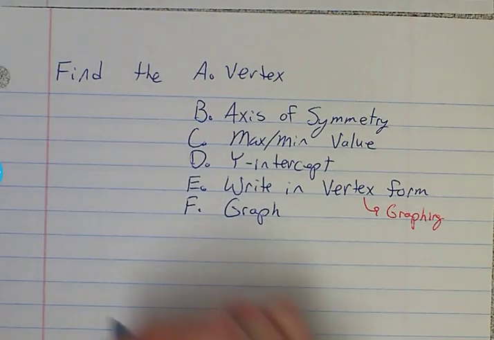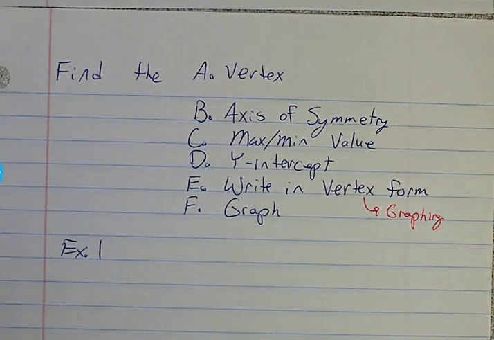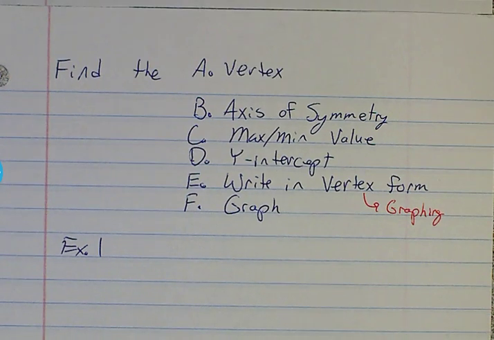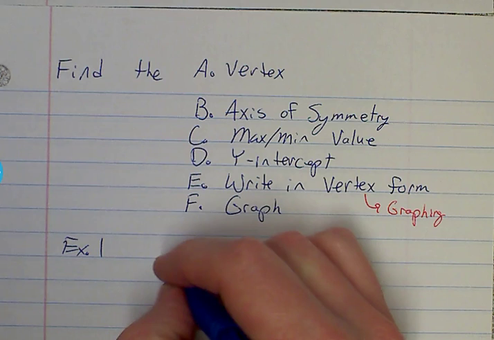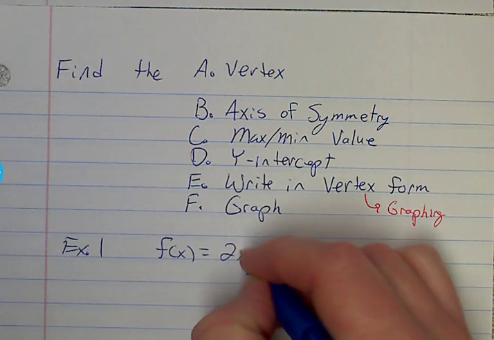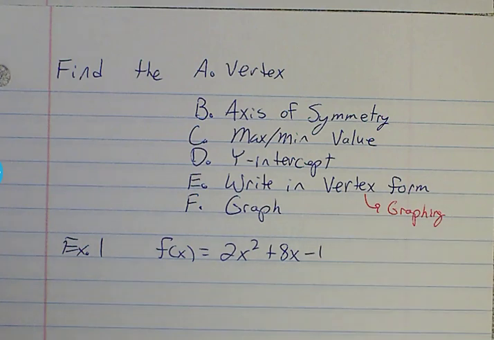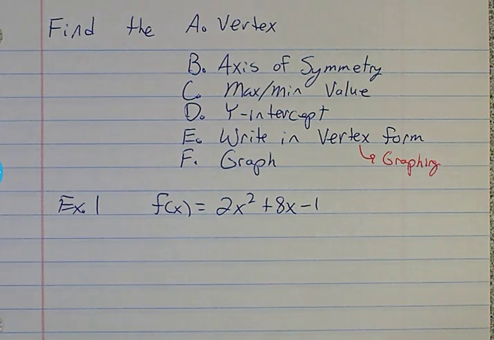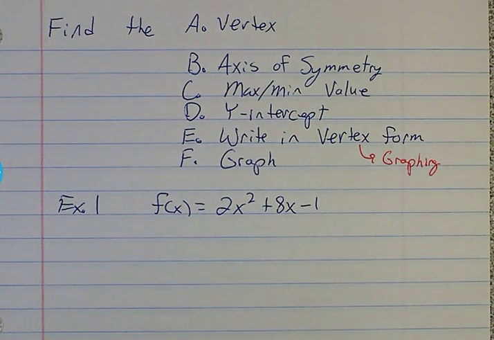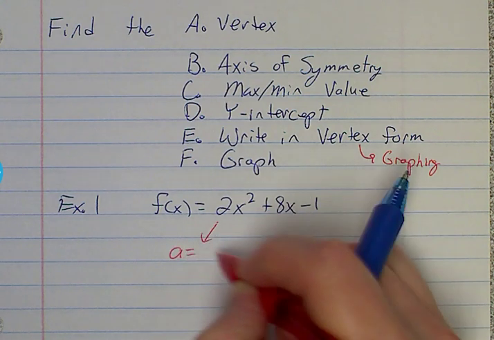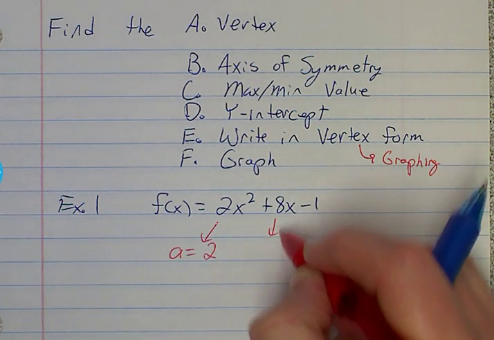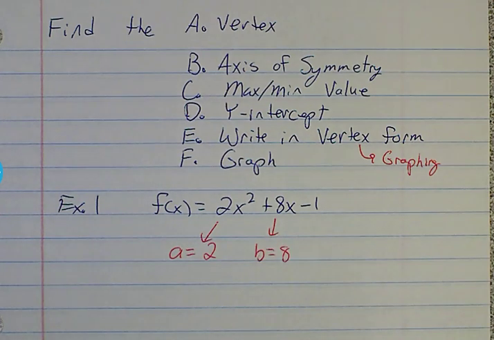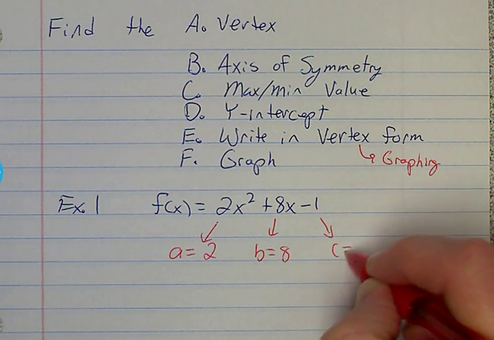Okay, so here we go. We're going to do 3 of these examples, and this will be it for today. So example 1, let's do this. Let's go with 2x squared plus 8x minus 1. And before you do anything, tell me what the A, B, and C values are. A is 2. B is positive 8. But again, you don't need to put the positive. And C is negative 1.